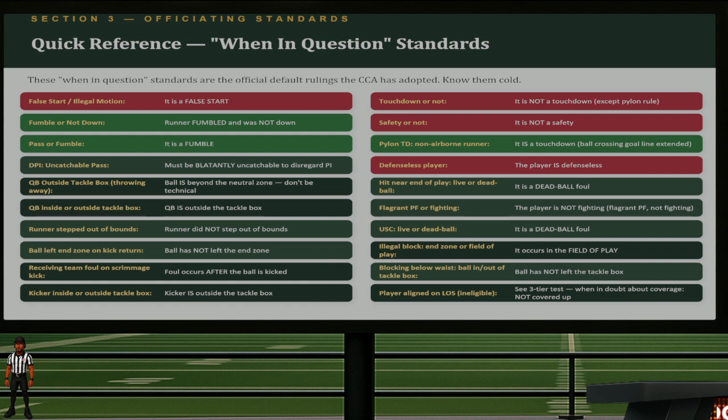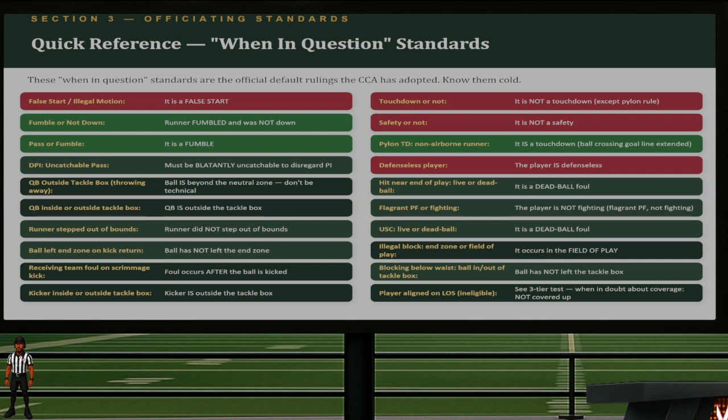Quarterback outside the tackle box throwing away: the ball is beyond the neutral zone. Don't be technical. Quarterback in or out of the tackle box: the quarterback is outside the tackle box. Runner stepped out of bounds: the runner did not step out of bounds. Kick, did the ball stay in the end zone on the return? The ball has not left the end zone. Receiving team foul on a scrimmage kick: the foul occurs after the ball is kicked. Kicker in or outside the tackle box: the kicker is outside the tackle box.